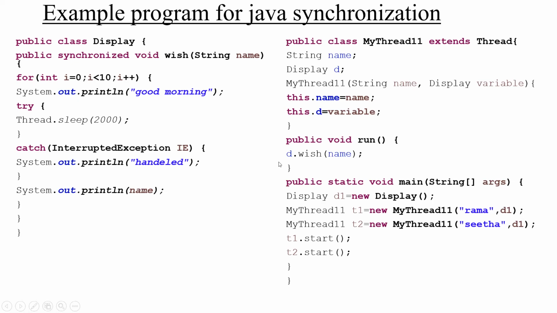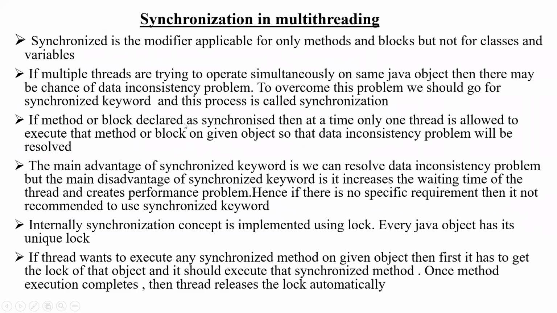Now, what is happening here is two threads. See here, I am starting two threads: t1.start, t2.start. After starting, we don't know for which thread the scheduler will give a chance. The thread scheduler may give a chance to either t1 sometimes or t2 sometimes. Which means t1 and t2 are trying at a time to access the wish method present in the Display object. What I have told, you can come back and see, is if multiple threads are trying to operate simultaneously on the same Java object. In our case, multiple threads means t1 and t2 trying to operate simultaneously on the same Java object.